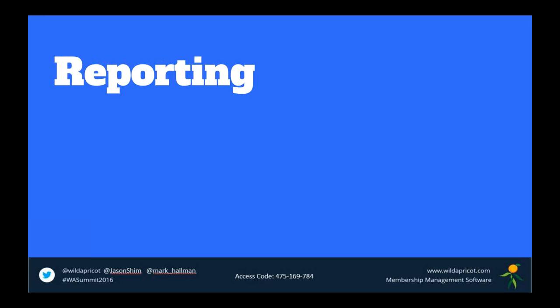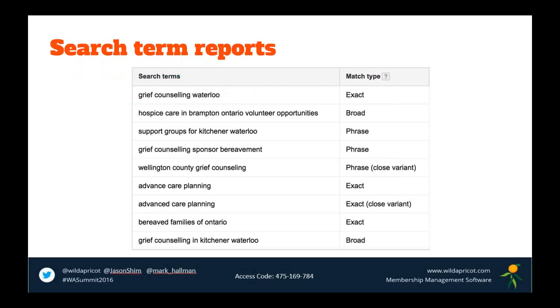And here's the good stuff, reporting. This is my most popular report by far for boards, for the executive level. And this search term report's found in your dashboard under dimensions. But basically what this shows, we've talked about keywords and what we have out there as far as us setting the context for the ad. This is what people actually key into Google, the actual keystrokes. So again, for hospice, we have grief counseling, Waterloo, hospice care support groups, advanced care planning, bereaved families.